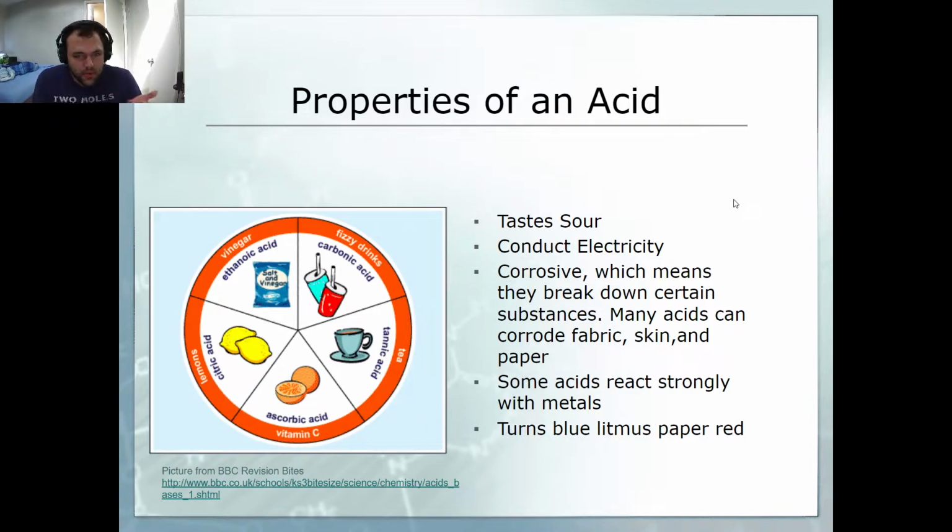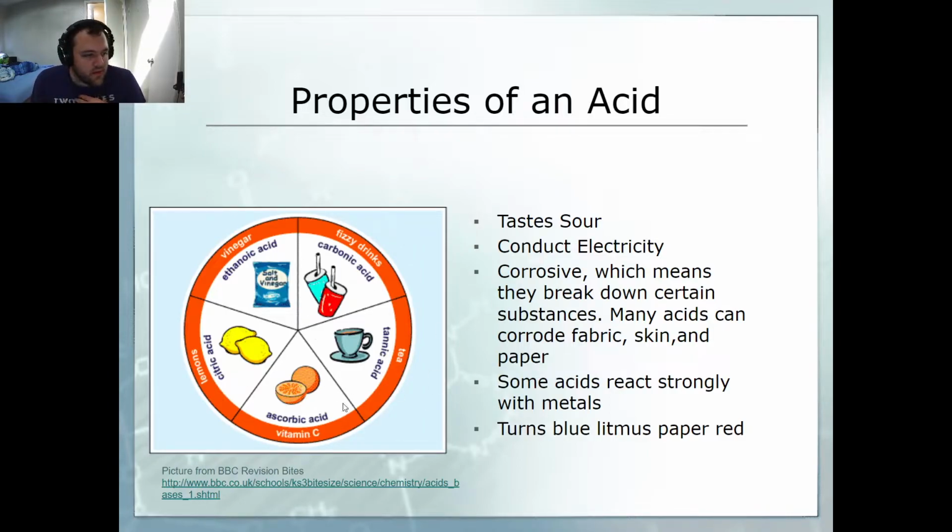Alright, so first of all, just general properties of an acid. You guys have all run into acids in your everyday life, whether you know it or not. Some properties of them are they taste sour, they conduct electricity very well, they're corrosive, so that means they can break down certain substances, like they can dissolve fabric and skin and paper, and even the stronger ones can dissolve like plastic. Some of them, not all of them, will react strongly with metals as well and cause those metals to oxidize very quickly. And then if we're using litmus paper, an acid will turn blue litmus paper from blue to red.